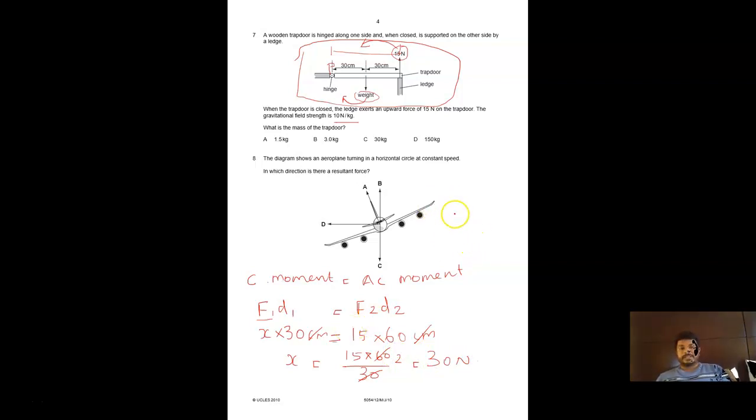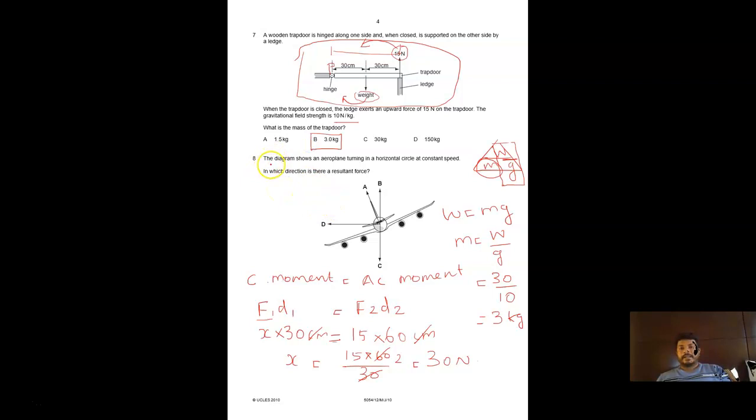Now we want to find the mass. So what is the formula of weight? Weight is equal to mg. Using the magic triangle, I want to find the mass, so the formula is W divided by g. Mass is equal to weight over gravitational field strength. The weight we just found is 30, and the g value given is 10. So the answer is 3 kilogram. So you see, students, it's very easy. That's the answer.